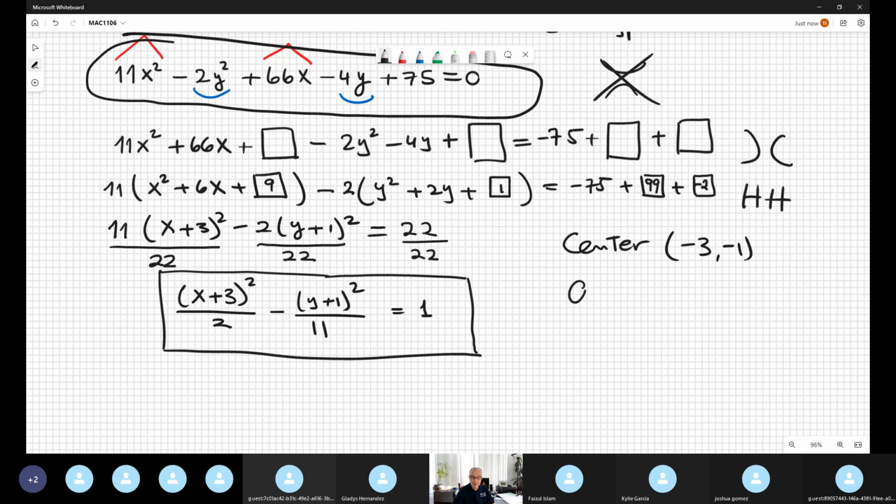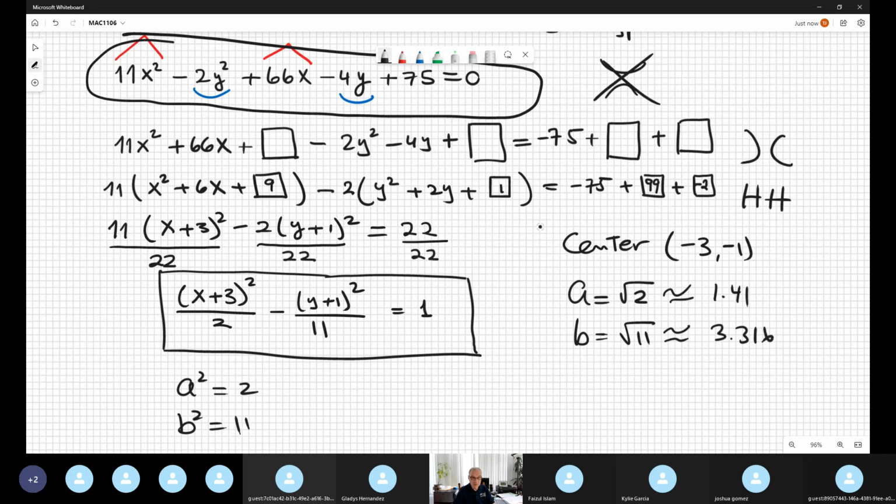And a is radical 2 because a squared is 2, no? And b squared is 11, 11, so b is radical 11. Okay, when you have an irrational number, you compute the decimal approximation in your own calculator. This is 1.41, this is 3.316, and c is square root of a squared plus b squared, which is the formula in the hyperbola, no? So 2 plus 11 is 13. The c is square root of 13, that is approximately 3.605.